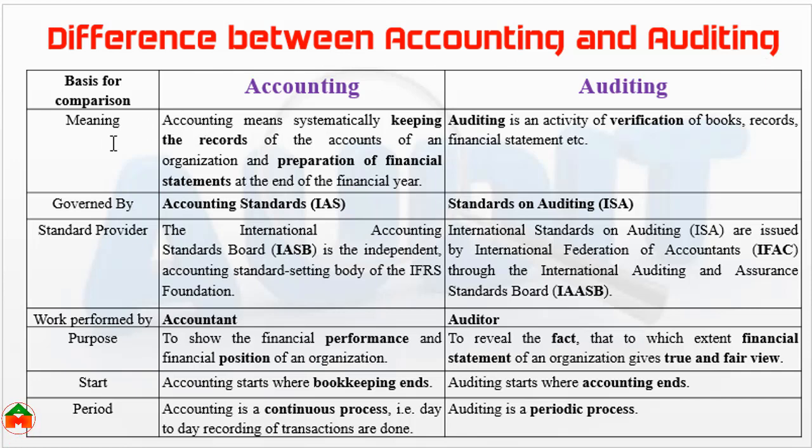If you consider the meaning or definition of both terminologies, accounting is an information system that identifies, records and communicates the economic events of an organization to the interested users. That means accounting records the economic events, the transactions, then it prepares the financial statements for the purpose of communicating those statements to the interested users.